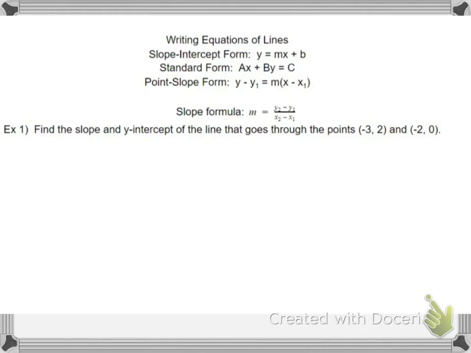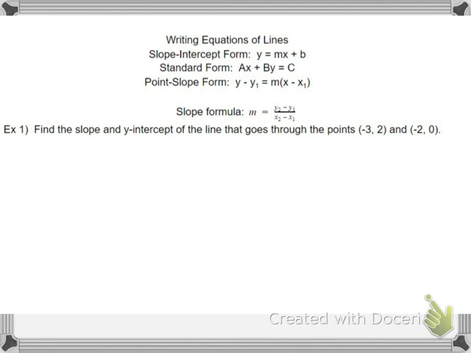Our next lesson is reviewing writing equations of lines. And again, we have the same three equations that we had in the last review. We've got slope-intercept form, standard form, and point-slope form. I also included here our slope formula. So m stands for slope, and m equals y2 minus y1 over x2 minus x1. And that is useful when we have a set of ordered pairs to allow us to find the slope.